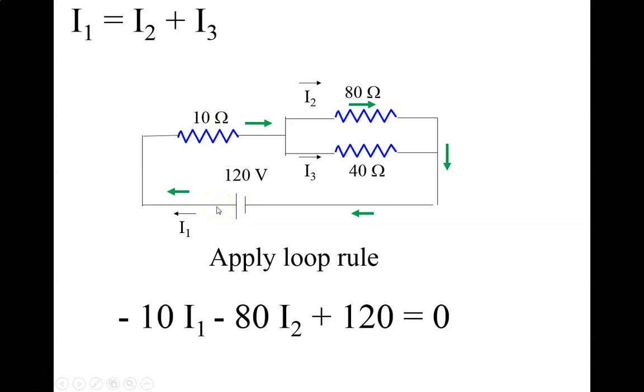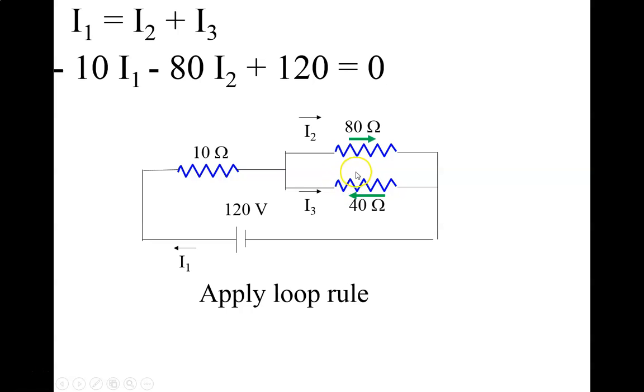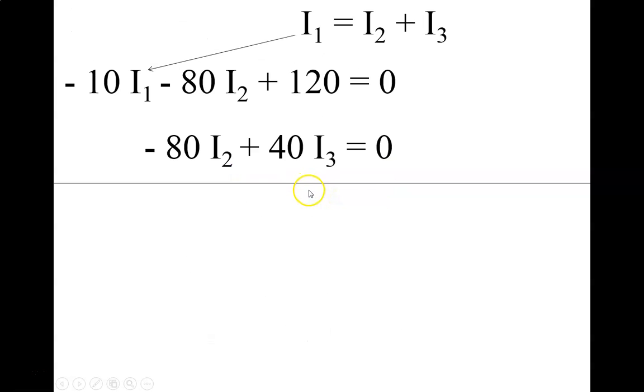So that's the first loop rule. And now we'll apply the loop rule again. I didn't have to do this loop; I could have done this loop and gotten my answer. But what I did is I just solved this loop right here, and that's going to be minus I2 80, plus 40 I3. Now it's plus because I'm going upstream on the resistor, equals 0. Then you just solve the 3 equations simultaneously.